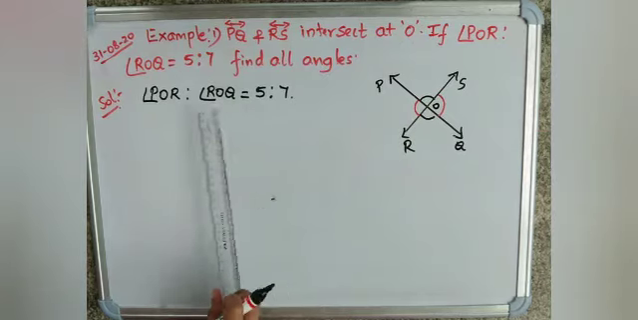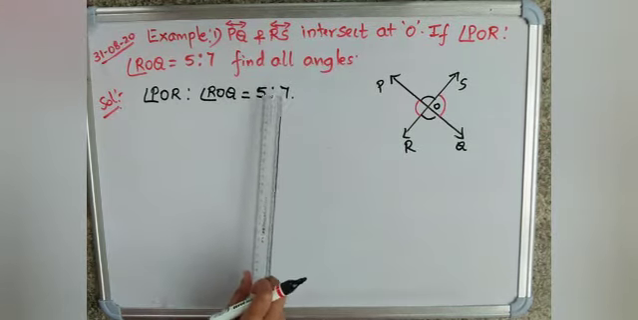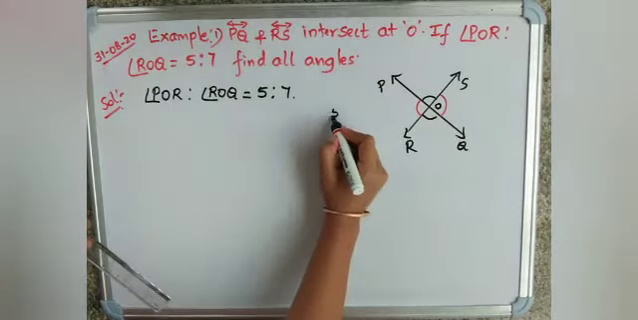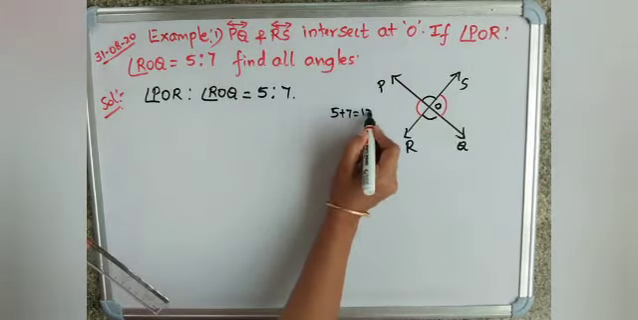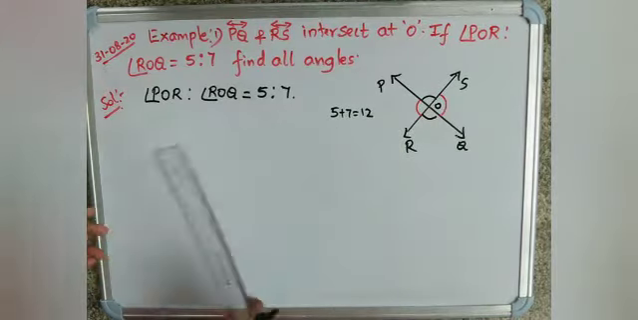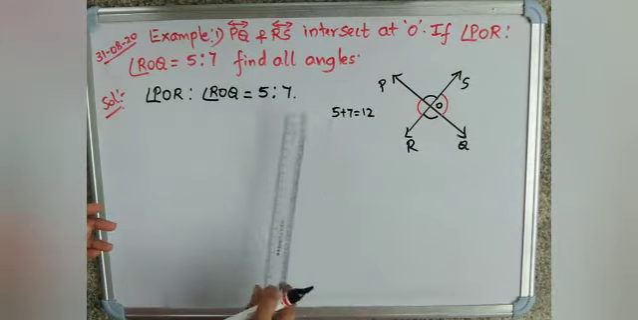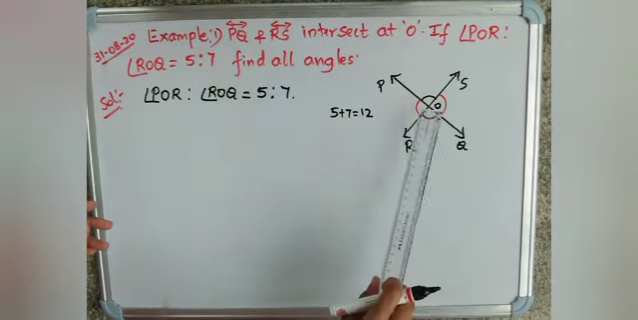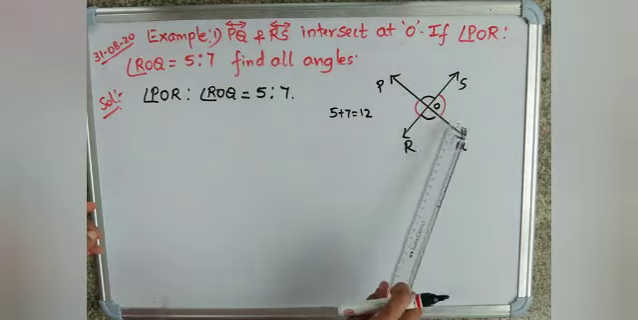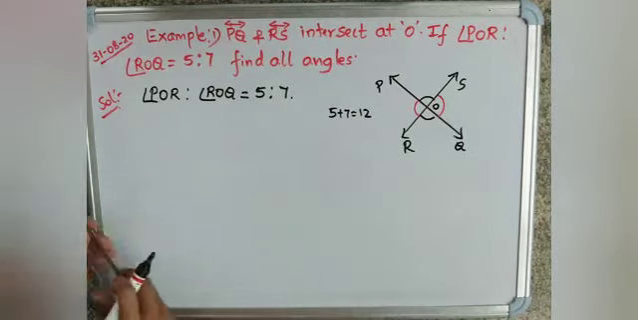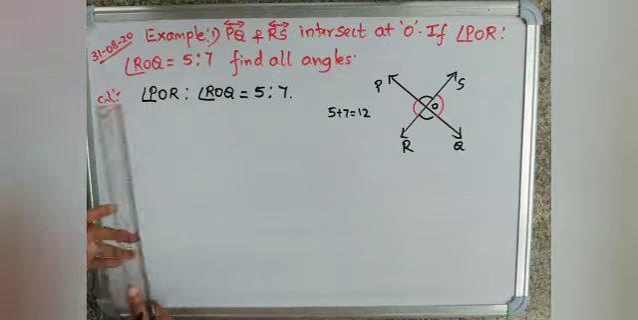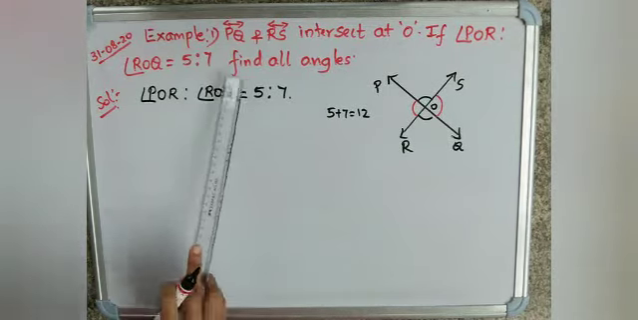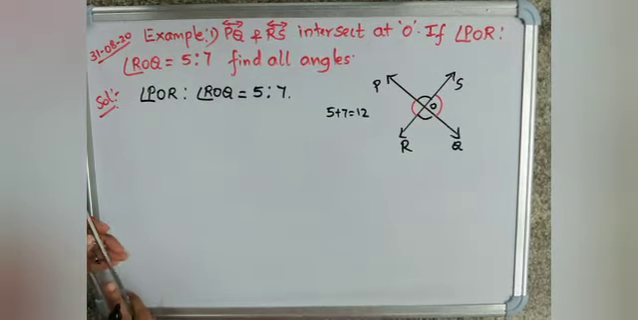Now both are in the ratio. If you add up this, what is the total? 5 plus 7 is equal to 12. Similarly, on the left hand side, POR and ROQ. If you add up, what is the angle here? That is a straight line, linear pair, that is 180 degree. So, now we have to find what is the part of POR as well as ROQ out of 180 degree.